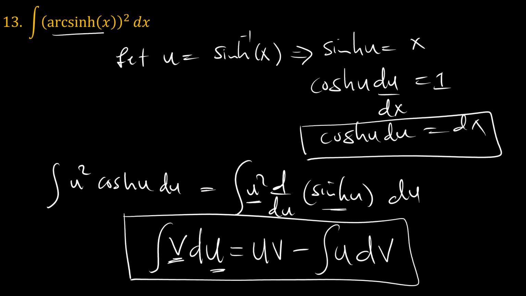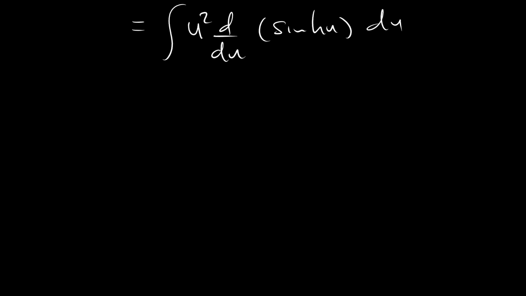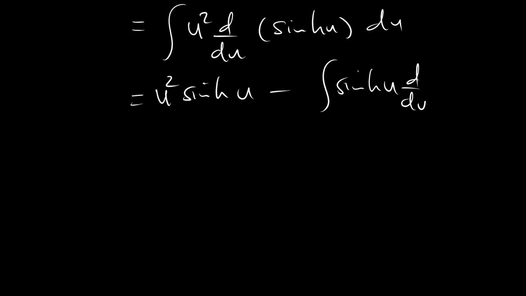Okay. So, and then we have u squared, right? And we use integration by parts, so uv is equal to u squared sinh of u minus sinh of u times the derivative of u squared.